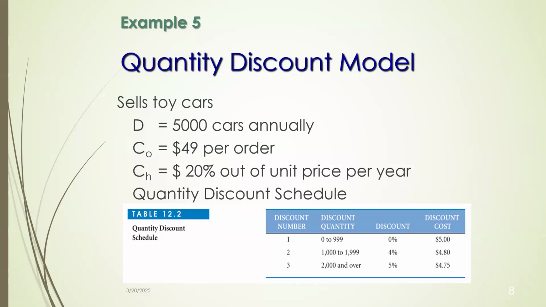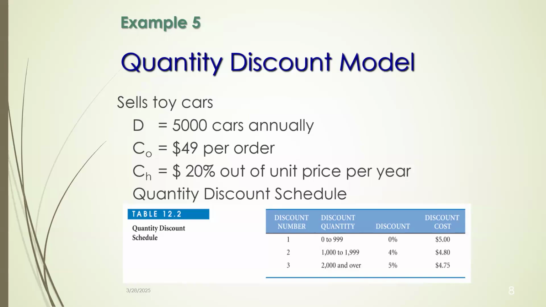Is the question given that figure as well? But if the question does not give it, you should know how to do the calculation. And for the third discount number, the seller says that if the customer places an order of 2,000 quantity at a time, you can get the 5% discount. Out of the $5, 5% is 0.25. $5 subtract 0.25, the discount cost is $4.75.